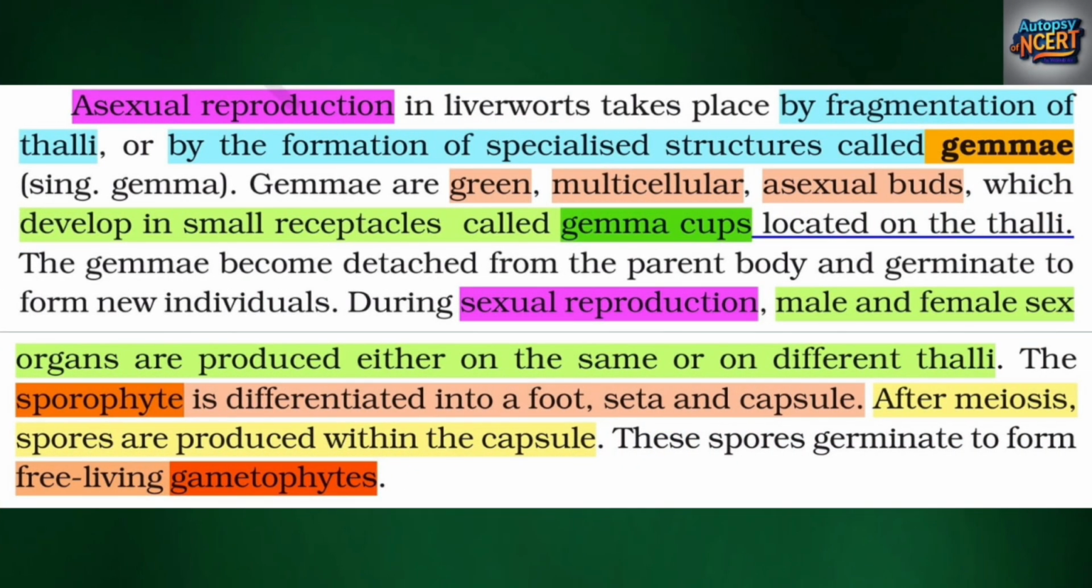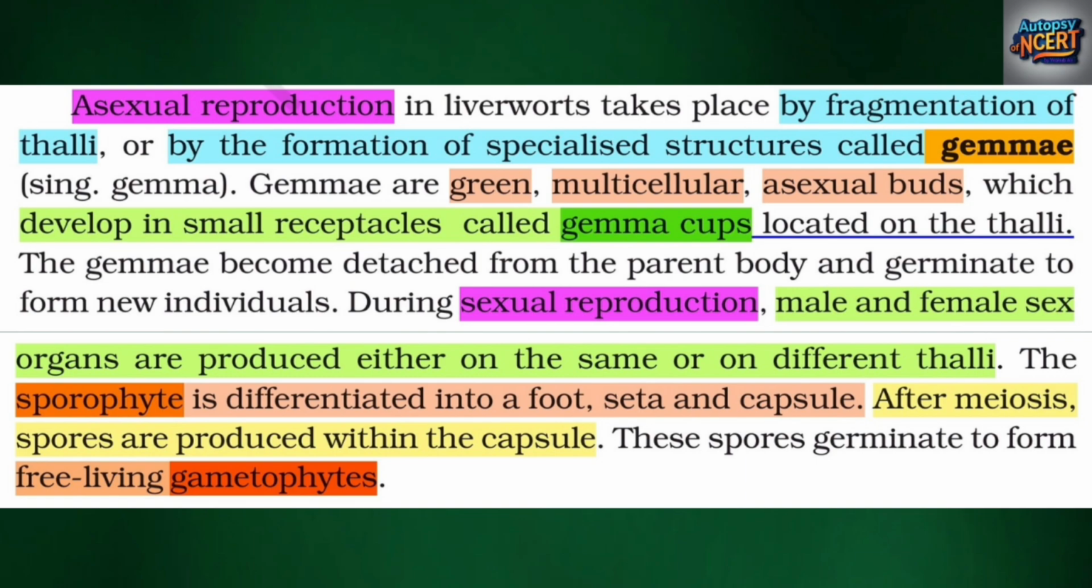Asexual reproduction in liverworts takes place by fragmentation of thalli, or by the formation of specialized structures called gemmae, singular gemma. Gemmae are green, multicellular, asexual buds, which develop in small receptacles called gemma cups located on the thalli. The gemmae become detached from the parent body and germinate to form new individuals. During sexual reproduction, male and female sex organs are produced either on the same or on different thalli.